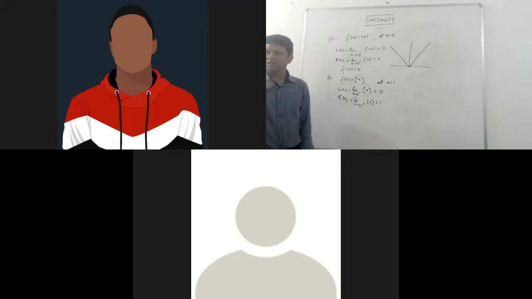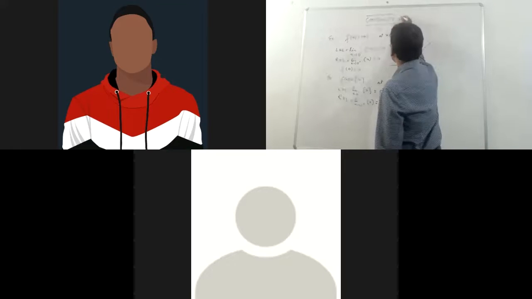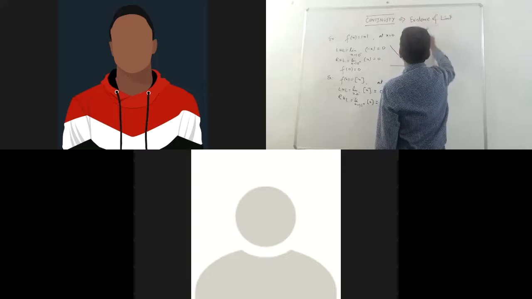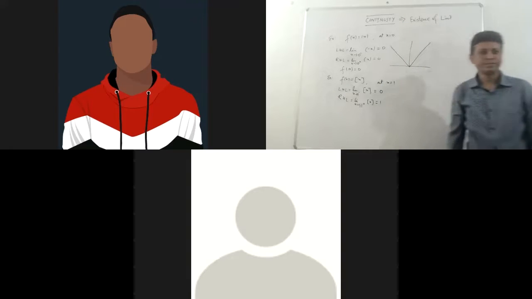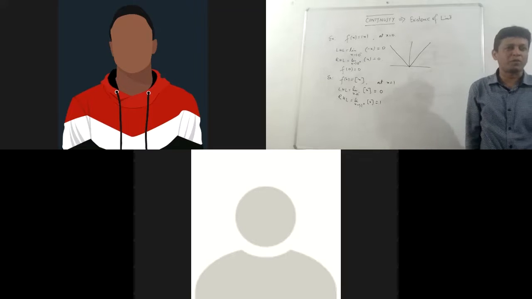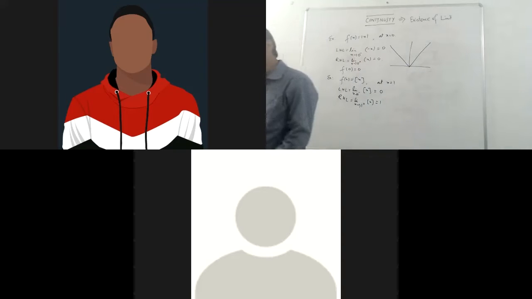It's a question of continuity. If a function is continuous, the limit exists. But the existence of a limit doesn't ensure continuity. Please take a note of that. Very, very important concept. Continuity implies existence of limit, but the converse is not true. A function's limit may exist, but it may not be continuous. If continuous, the limit exists, but if the limit exists, I cannot say the function will be continuous.